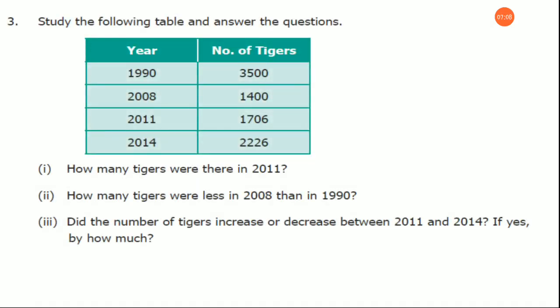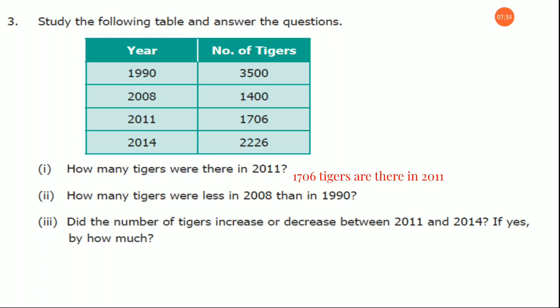Study the following table and answer the questions. They are giving you years and the number of tigers. How many tigers were there in 2011? It is a direct question. You must just check this year 2011 and write the answer. Okay. Now, second one. So, there are 1706 tigers in 2011.